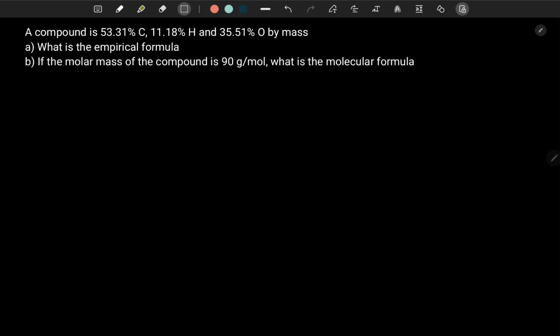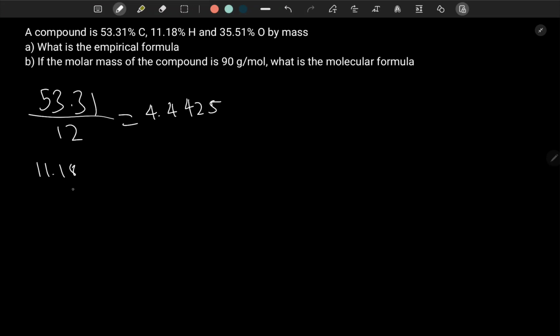In the next question, we are given the percentage of the elements by mass. These are the ratios out of 100, so we can directly divide these by the molar masses to convert into the number of moles. For carbon, this will be 4.4425. Next is hydrogen, so it's going to be 11.18 divided by 1, which is the same. And for oxygen, it is 35.51 divided by 16, which will give us 2.22.